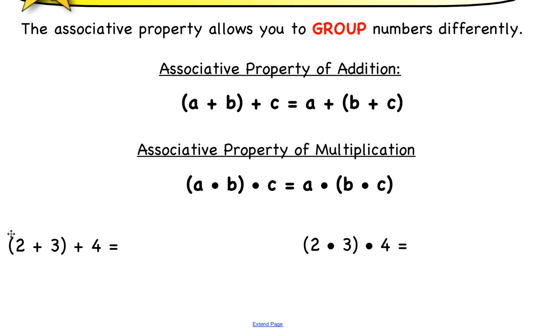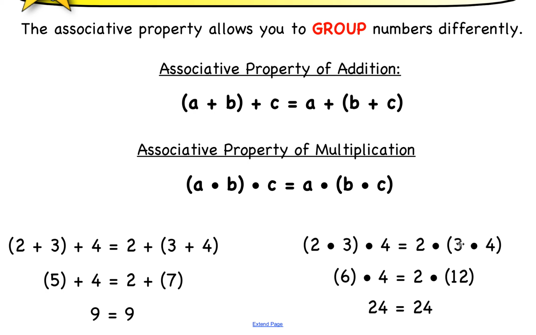So here's an example. If I group the first two in 2 plus 3 plus 4, that's the same as if I group the last two, 2 plus 3 plus 4. Well, 2 plus 3 is 5. 5 plus 4 is 9. Over here I get 2 plus 7, and 7 plus 2 is 9. So you can see that I get the same thing. Likewise with multiplication, if I group the 2 and the 3, I get a 6, and a 6 times 4 is 24, right? But if I group the last two, I get 2 times 12, which is still 24. That is associative property. We're grouping differently.